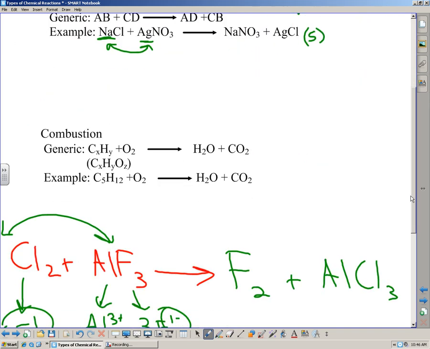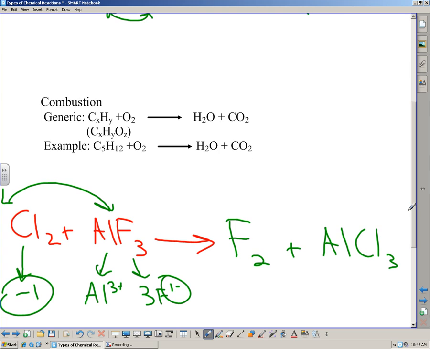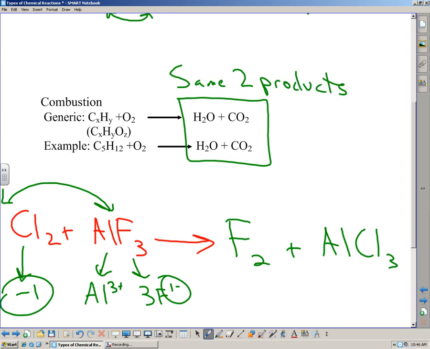All right, the last type of reaction we're going to look at on this page is a combustion reaction. The key for a combustion reaction is you always have the same two products. Combustion reactions always produce water vapor and carbon dioxide. It's even more specific than that, because what other thing is in common with combustion reactions? Yeah, one of your reactants is always the same as well.